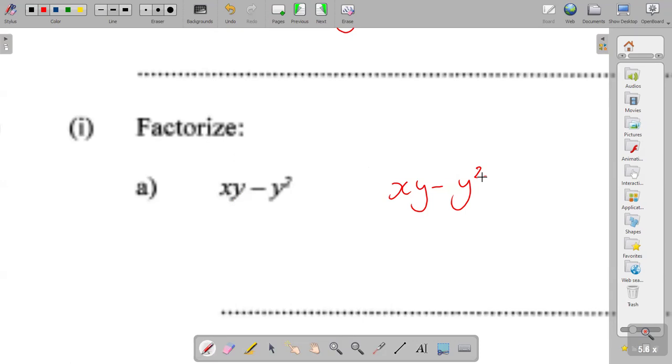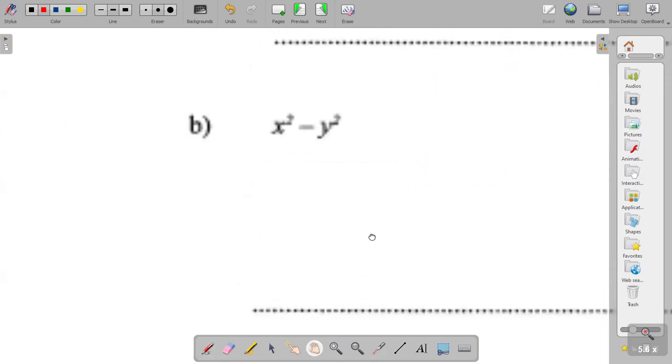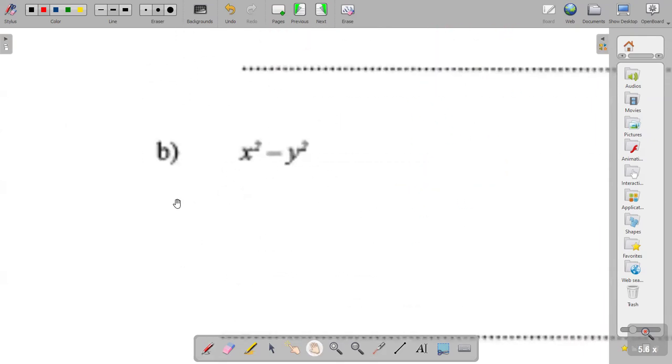What do both of them have? Both of them have y. This one has two y's and this one has one y. So I can pull out that y. When I pull out the y, what is left? X minus y. That's your answer. Next, what is this one now? What type of factorization is that? Let's go.